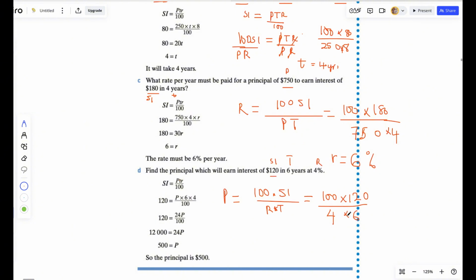So if you multiply this, you get 24. So let's simplify. 6 goes into 24 is 4, and 6 goes into 120 is 20. So that here will be 20. 4 goes into 4 once, 4 goes into 20, we get 5. So 5 times 100, you get 500. So the principal will be $500. So the money they invested that yielded the interest of 120 was $500. Is that okay?